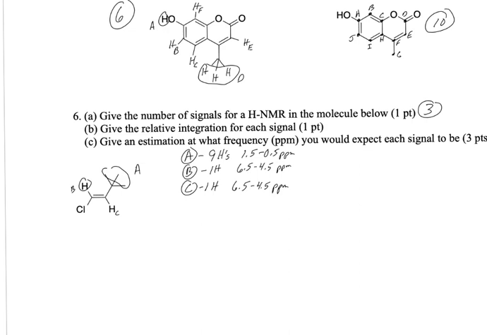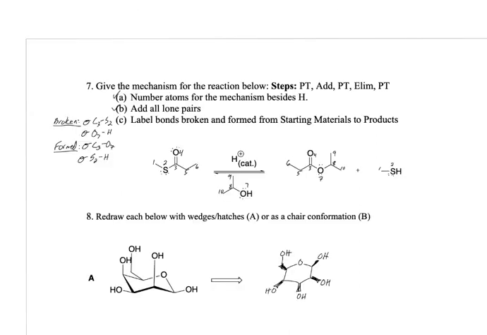And then the frequencies, again, these are just using those tables. Just estimating a range, 1.5 to 0.5, because these are saturated. And then these are both off the alkene, they're vinylic. So 6.5 to 4.5. Just estimating a range. But again, no symmetry here.